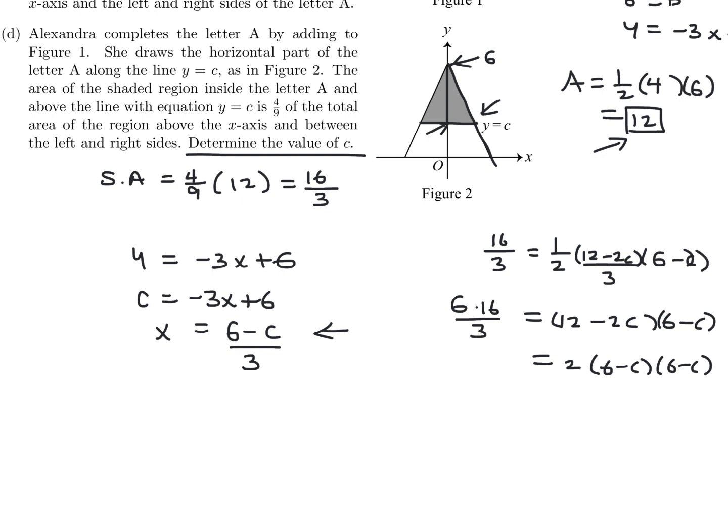Oh, sorry, hold on. I have to keep that 32 in first, and then I can write that 16. And then that's 6 minus c squared. And then if I take the square root, I get 4 is 6 minus c, and therefore c would be 2. And that solves the question.